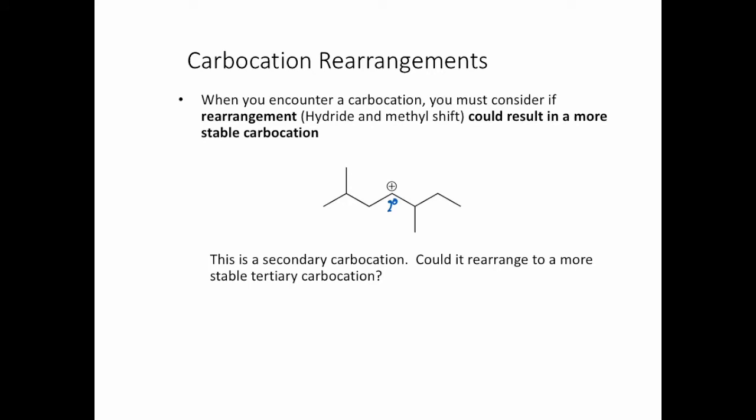Whenever you encounter a carbocation, you must consider if a rearrangement, either a hydride or a methyl shift, will result in a more stable carbocation. So for example, what we have here is a secondary carbocation. It's attached to 2 other carbons, which is why it's secondary. And the question is, could it rearrange to a more stable carbocation? If it can, it will.